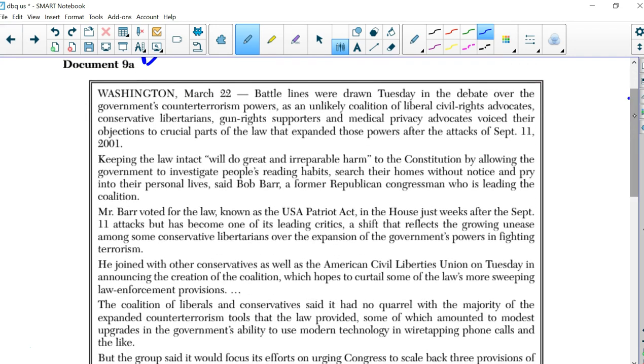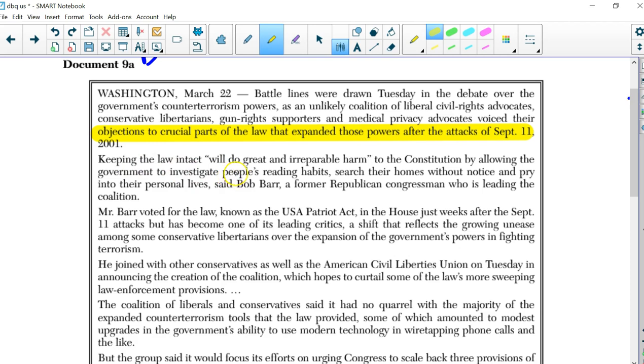Washington, March 22nd. Battle lines were drawn Tuesday in a debate over the government's counterterrorism powers as an unlikely coalition of liberal civil rights advocates, conservative libertarians, gun rights supporters, and medical privacy advocates voiced their objections to crucial parts of the law that expanded those powers after the attack of September 11, 2001. Why were people opposed to it? Doesn't say. It just says they were. They voiced their objections over crucial parts of the law that expanded those powers, okay?